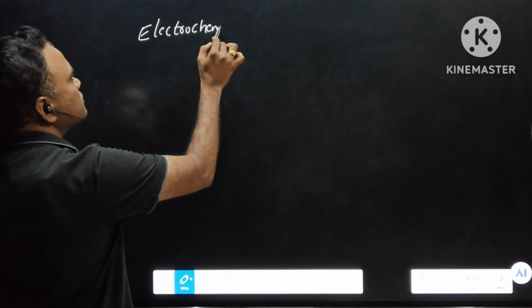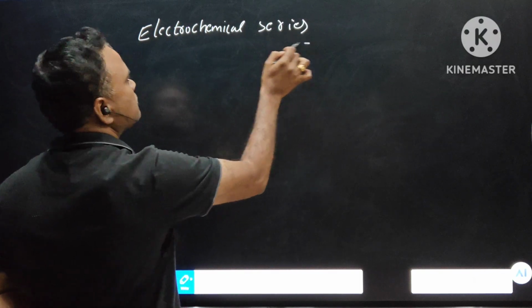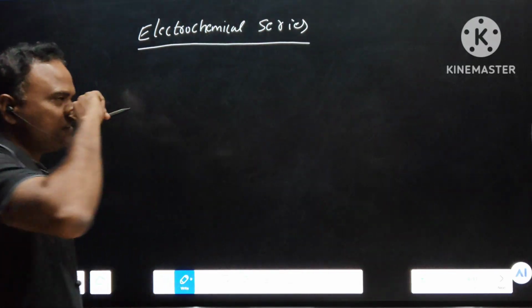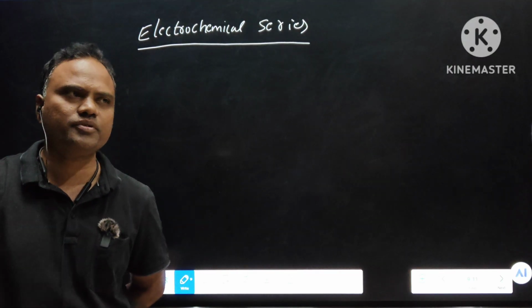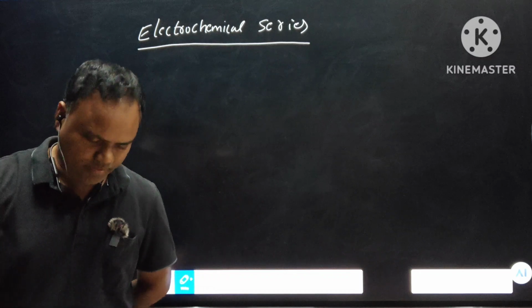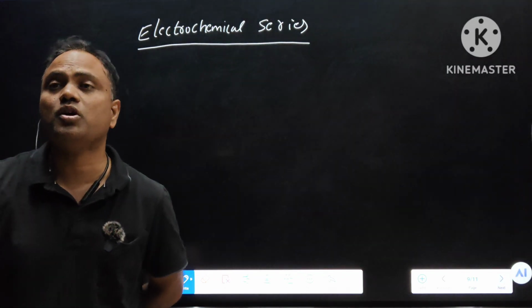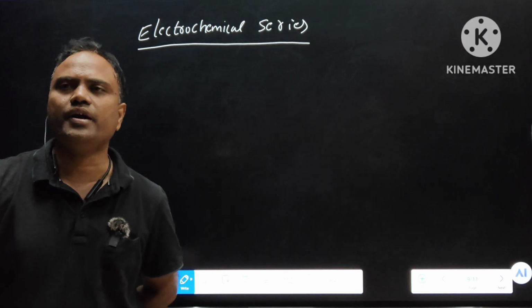Electrochemical series. You know the spectrochemical series? How many of you can say the order? The ligands order. I have given the codes also in complex compounds. Ligands, strong field and weak field ligands.